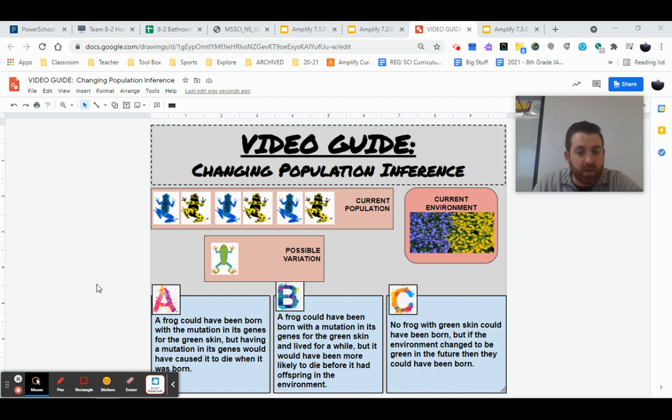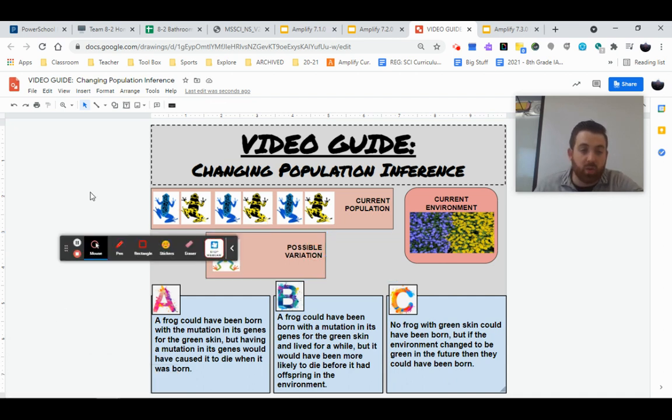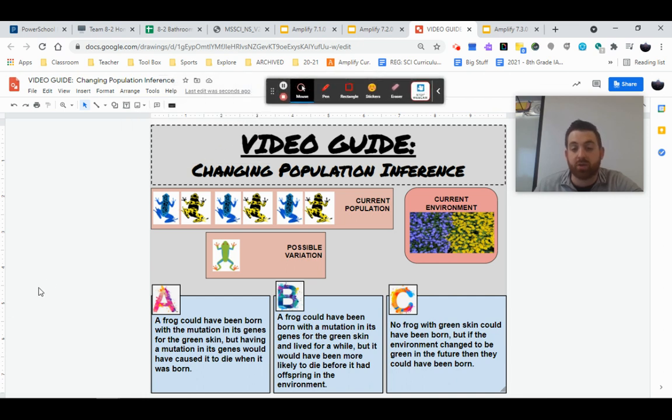We're going to be looking at answering a question that requires us to make inferences about a population of frogs and the color skin they have within their unique environment. This question is going to focus on whether or not a certain population could have occurred, or more specifically, a variation within a population could have occurred. So let's go ahead and take a look at what we got.